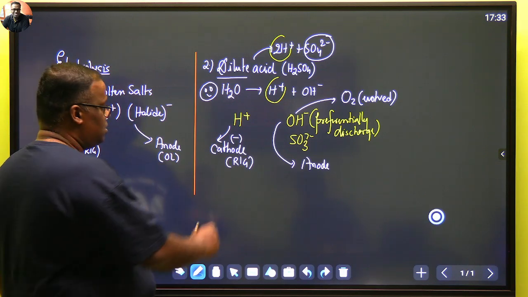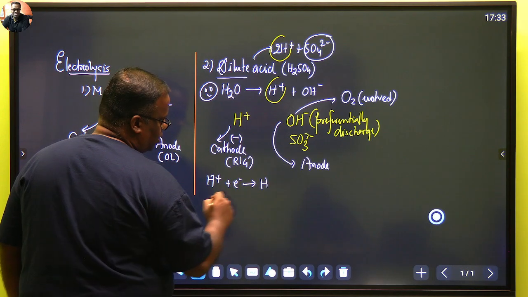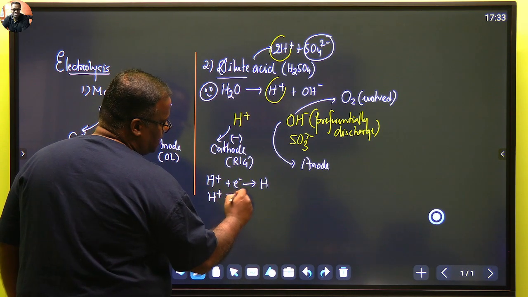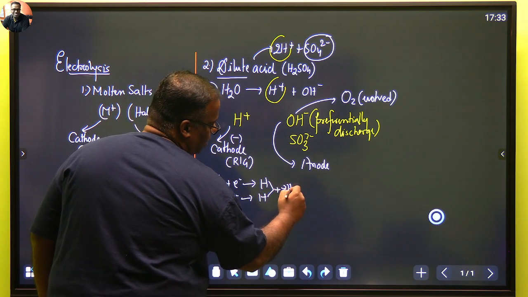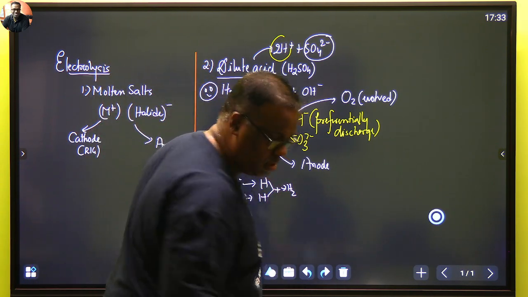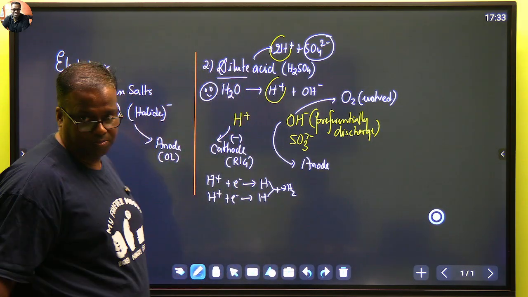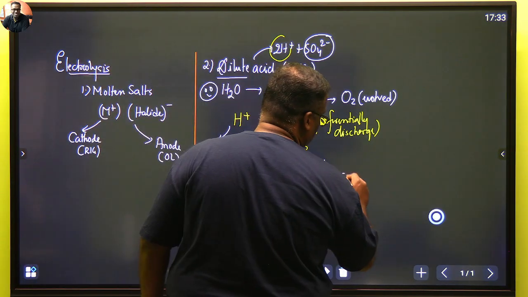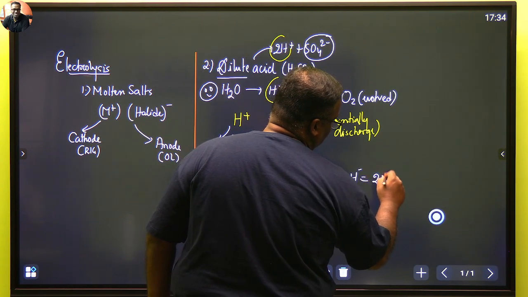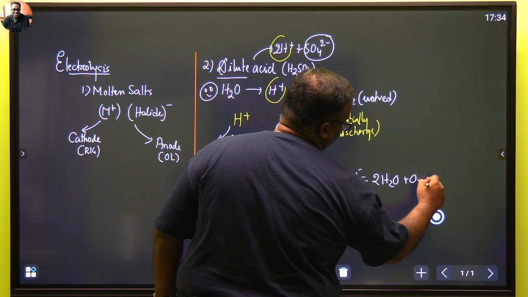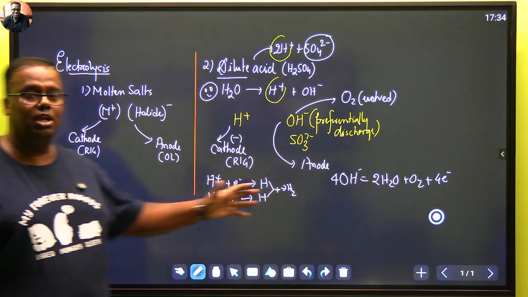Okay. Half reactions, if we see: an H+ gains an electron and forms H. Similarly, another H+ gains an electron and forms H. And then both these H combine together and give you H2, that is the hydrogen gas. Perfect. Then we do need to remember this one. 4 OH- will give you 2 H2O plus O2 plus 4 electrons. 4, 2, 1, 4. This is the reaction which is happening at the anode.